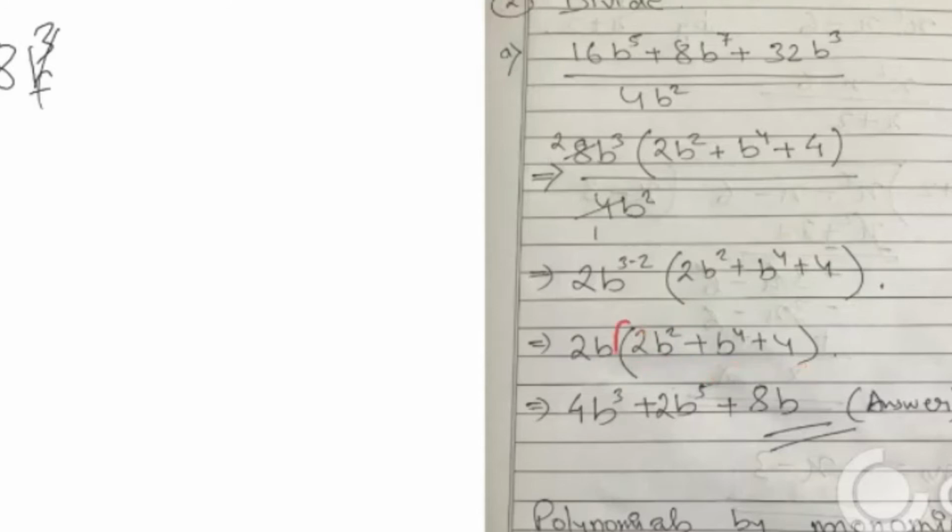Now just open the bracket by multiplying it. 2 twos is 4. b into b square is b to the power of 3, because here is b to the power of 1.